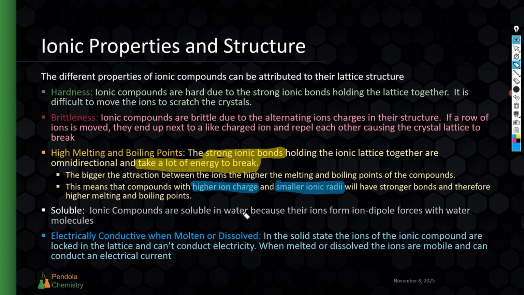Now, that's not to say that ionic compounds with low ion charge and large ionic radii are going to have low melting points. They're still going to have high melting points because we still have strong ionic bonds, but they're going to have lower melting and boiling points than an ionic compound with a higher ion charge and a smaller ionic radius. So you need to be able to compare those things. Compare the ion charges and the ionic radius of different ionic compounds to compare the melting and boiling points based on the strength of the ionic bond.